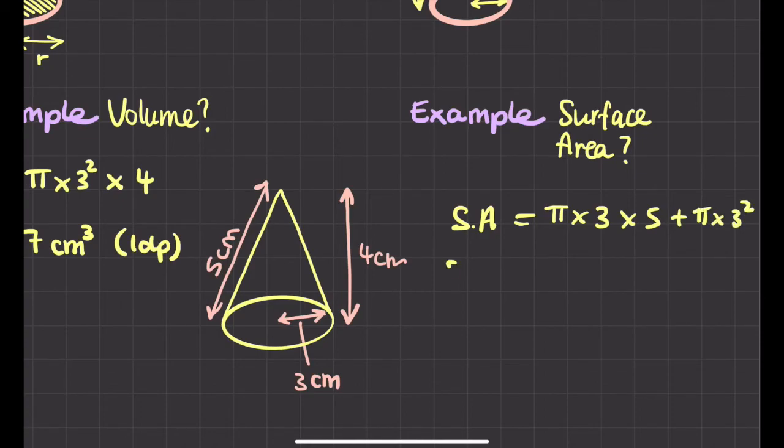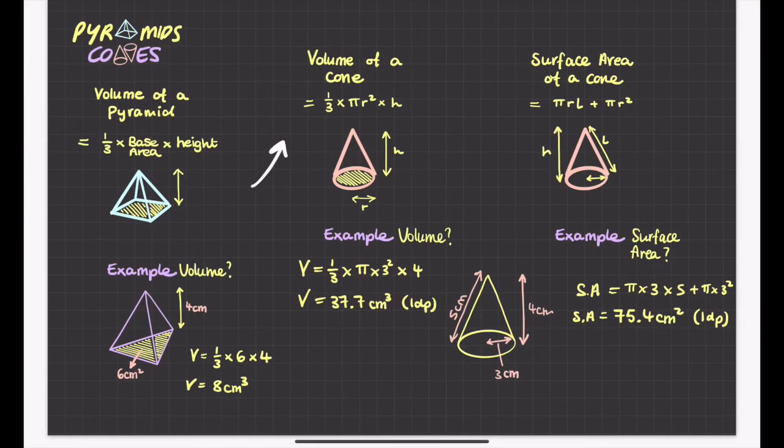Okay, pop this in my calculator, let's see what we get. So pi times 3 times 5 plus pi times 3 squared, that gives me 24 pi, or 75.4 centimeters squared, if I round that to 1 decimal place. Remember, it's an area. Okay? So just be careful on those ones. Always go back to the formula if you're not sure. Okay? L is your slant length, not to be confused with H, which is your perpendicular height of your cone.